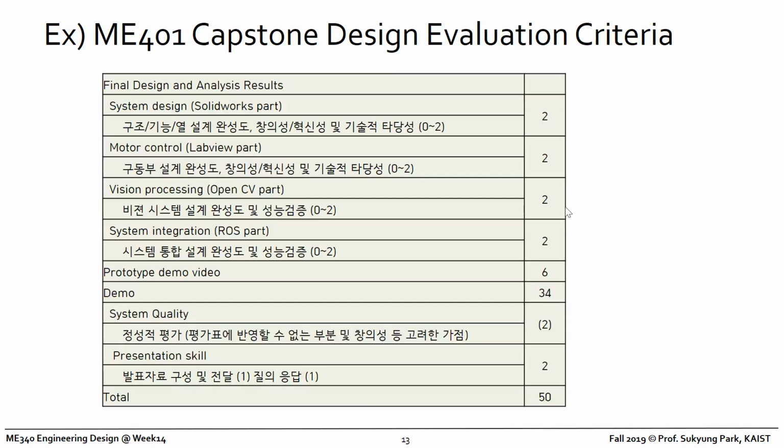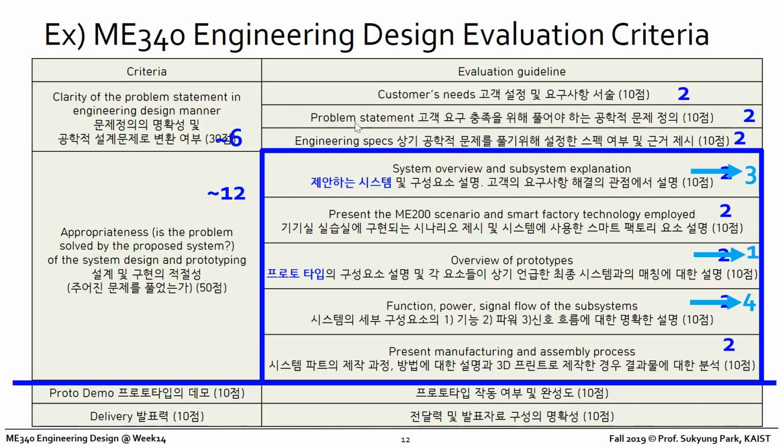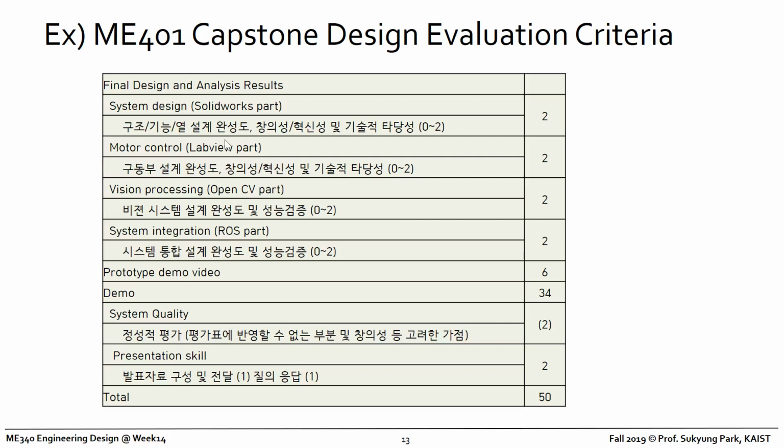Well, same for the capstone design. Compared to the engineering design, which has really detailed sub-criteria given, it's pretty rough. Out of 50 points, you will have 8 points that you can get through the presentation. What it says is you talk about the system design, and we are going to evaluate your creativity and feasibility, how you can deliver, how you can promote your creativity and feasibility.